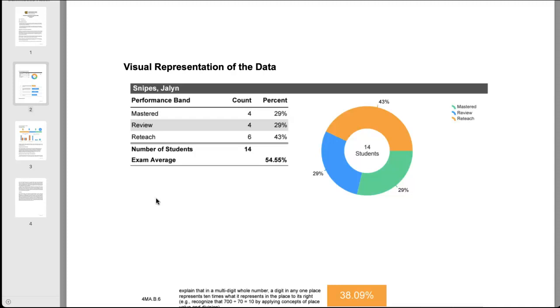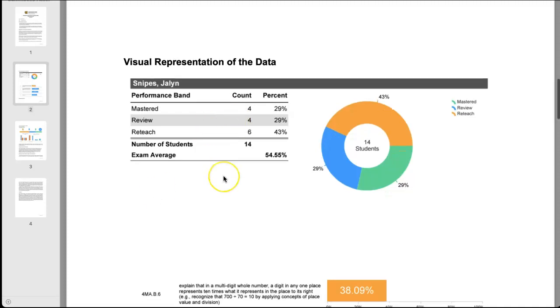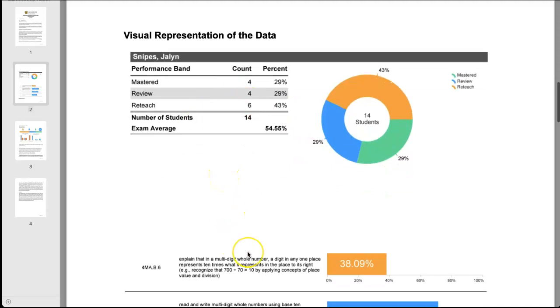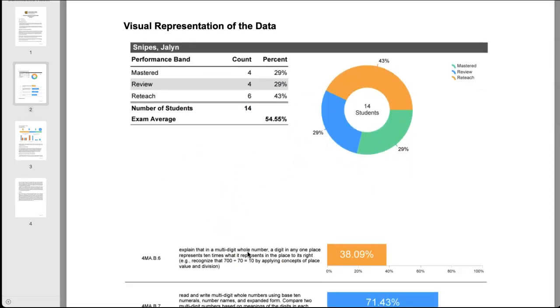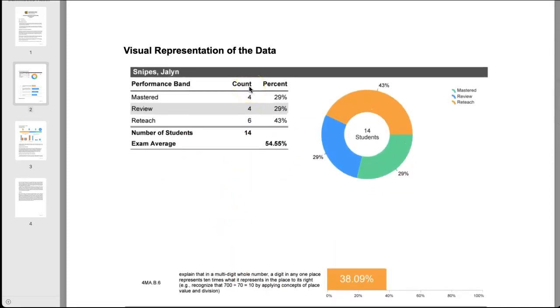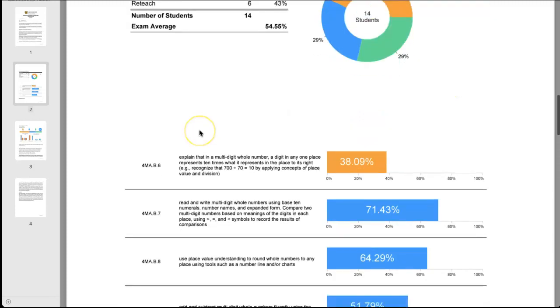I provided timely feedback to students. We reviewed the data. I did this individually, and then we also looked at this whole class. So for example, this visual representation of the data, I showed whole class so that students could see where we were, not just individually, but also as a class. So for example, 43% of students, 6 total students out of the 14, needed to be retaught. So that means I would develop small group instruction and then individual instruction for them as well.